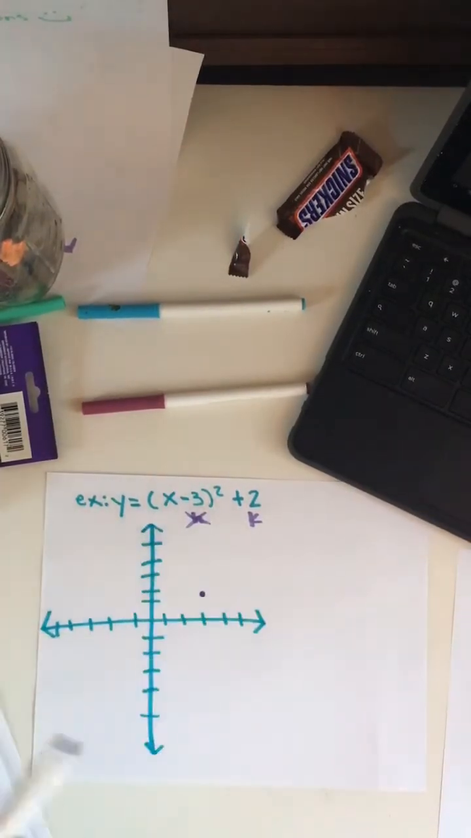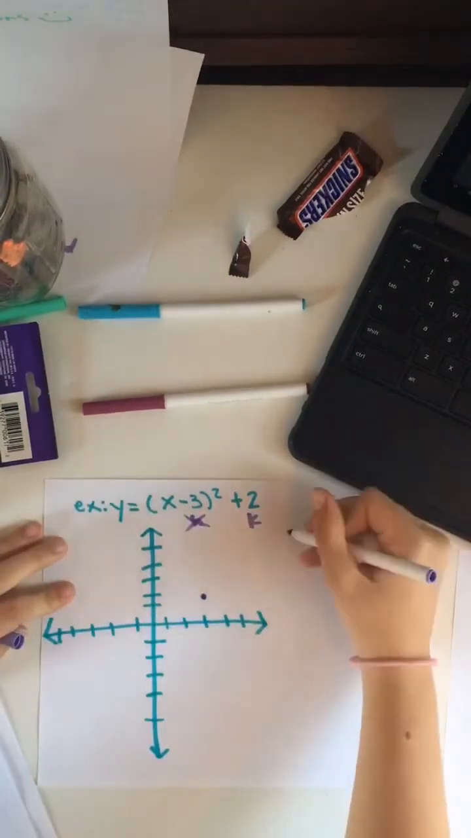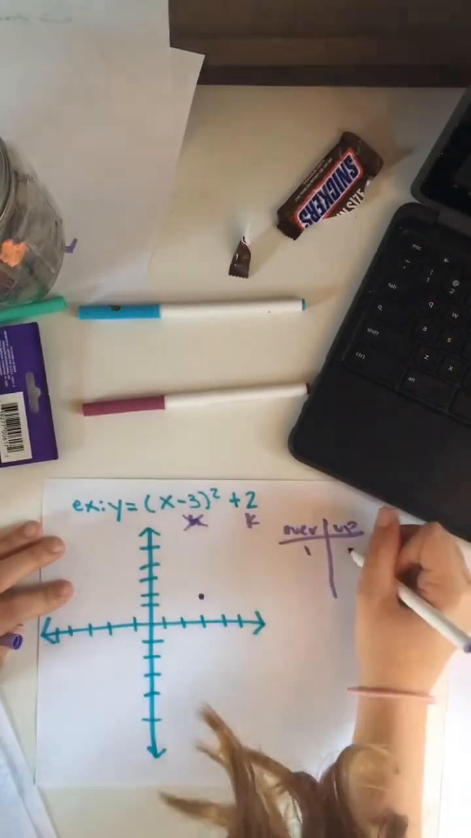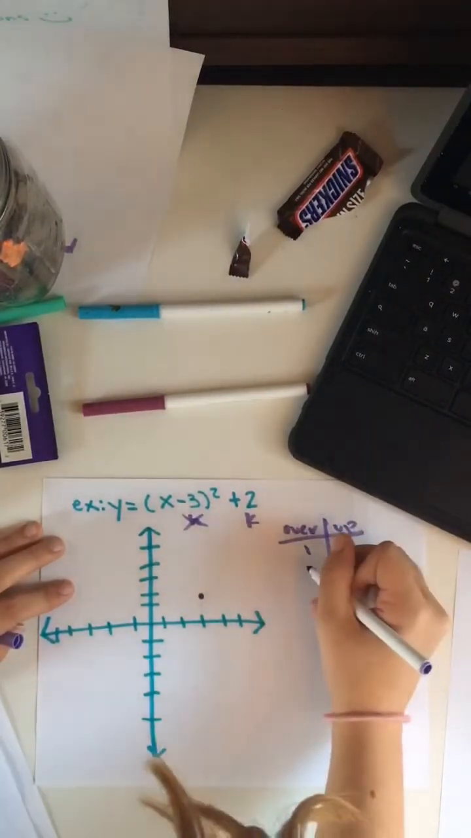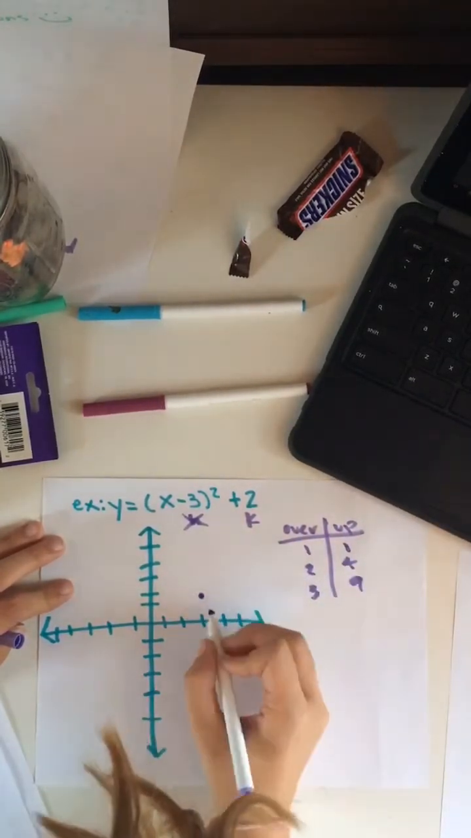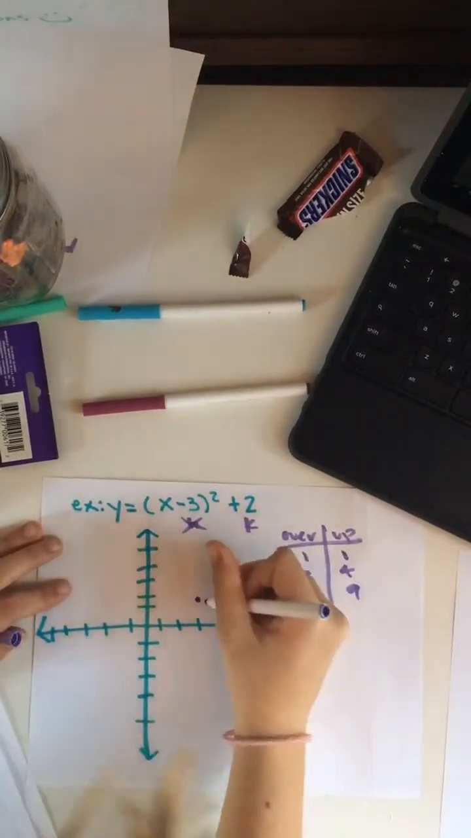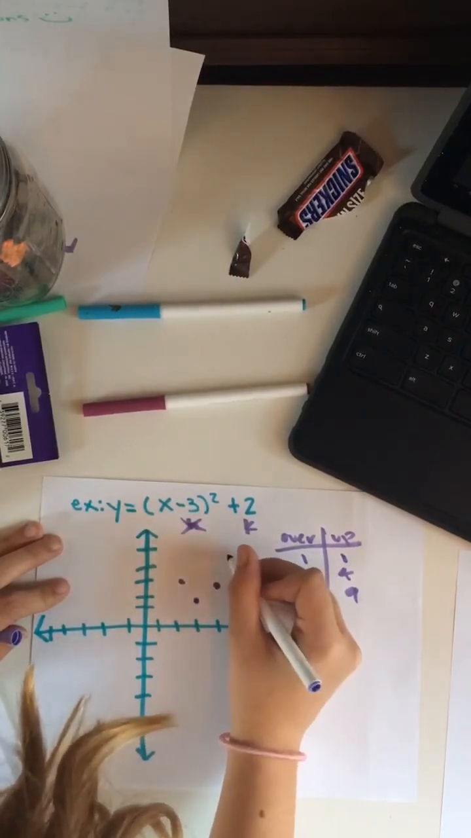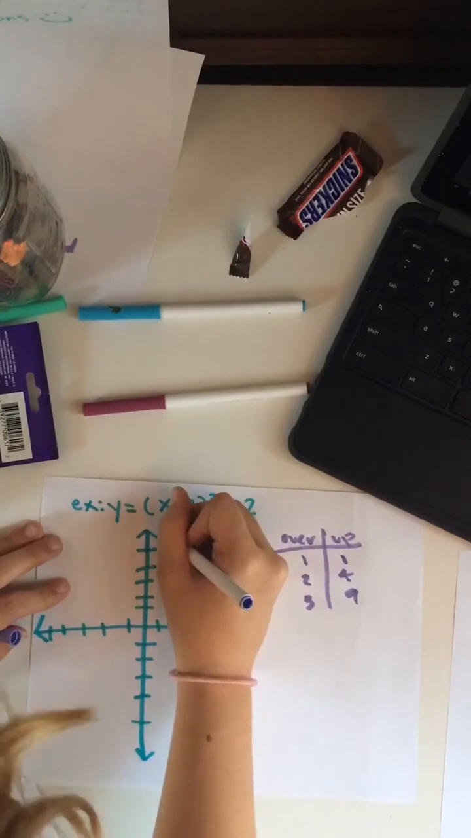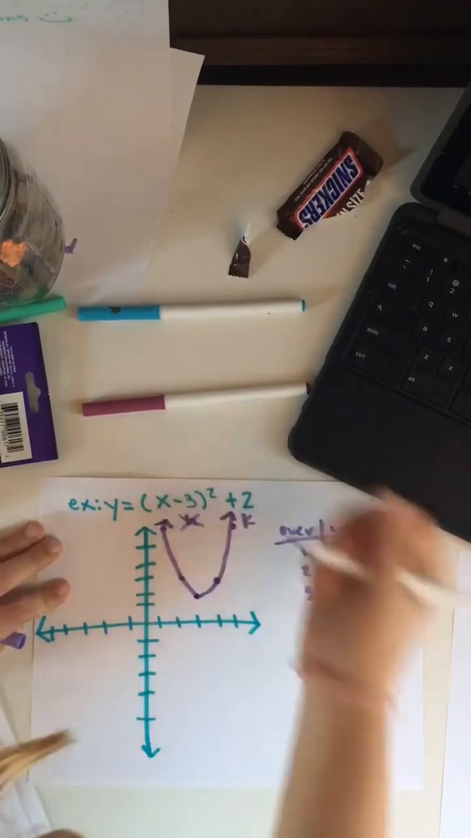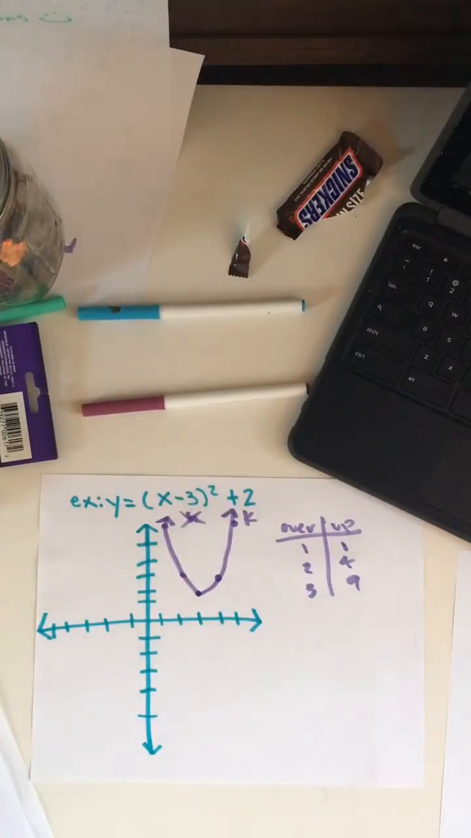And since our a value is 1, that means that we're just going to use our over-up table and we're not going to modify it. So with our over-up table, we're going to go over 1, up 1, over 2, up 4, and over 3, up 9. So on this graph, I think we're only going to have room for 2. If even, it'd be somewhere around here. That's a good guesstimate. And then we can draw our lines up. And that is how you would graph that equation.